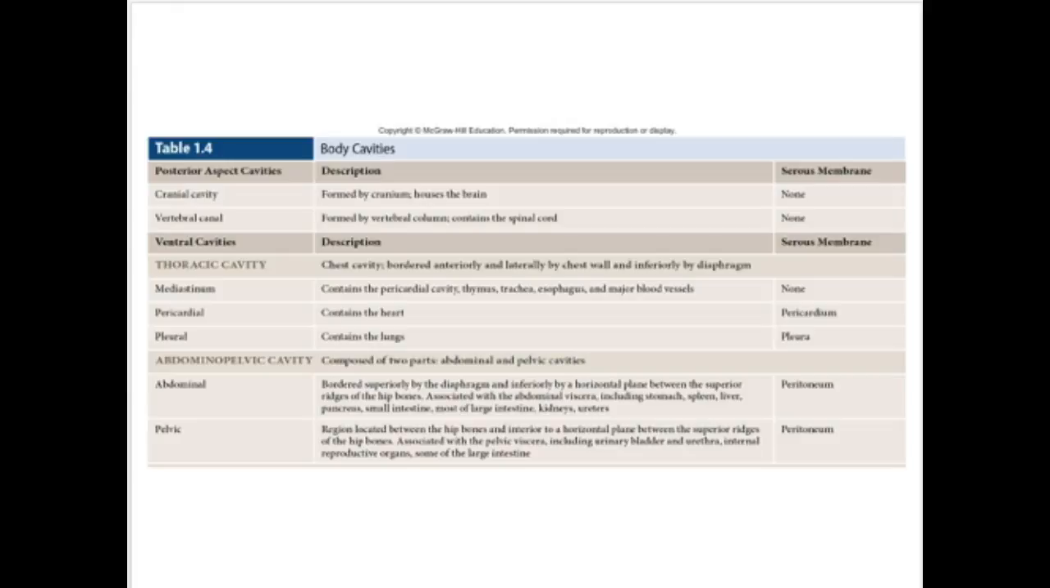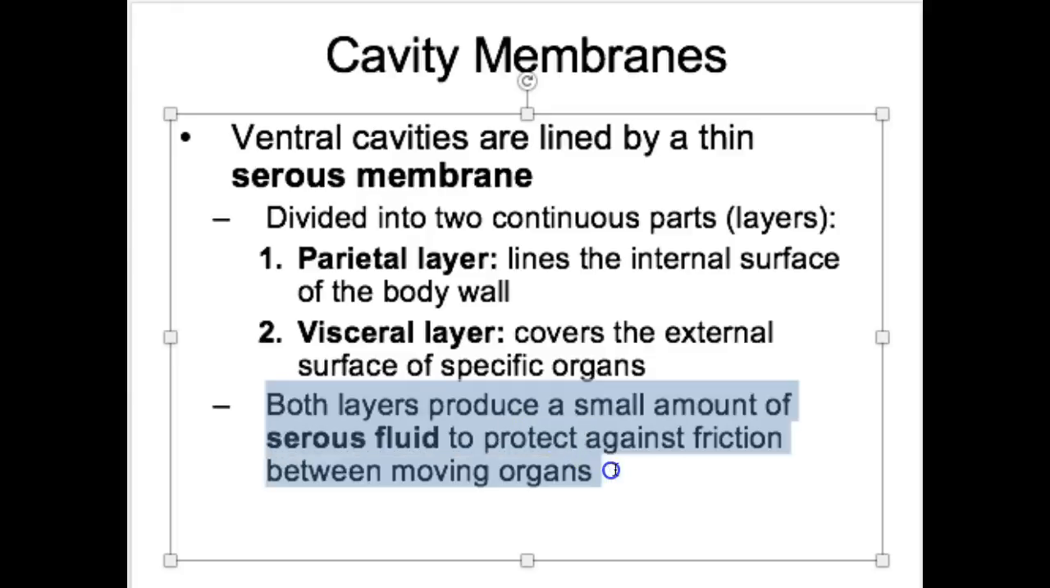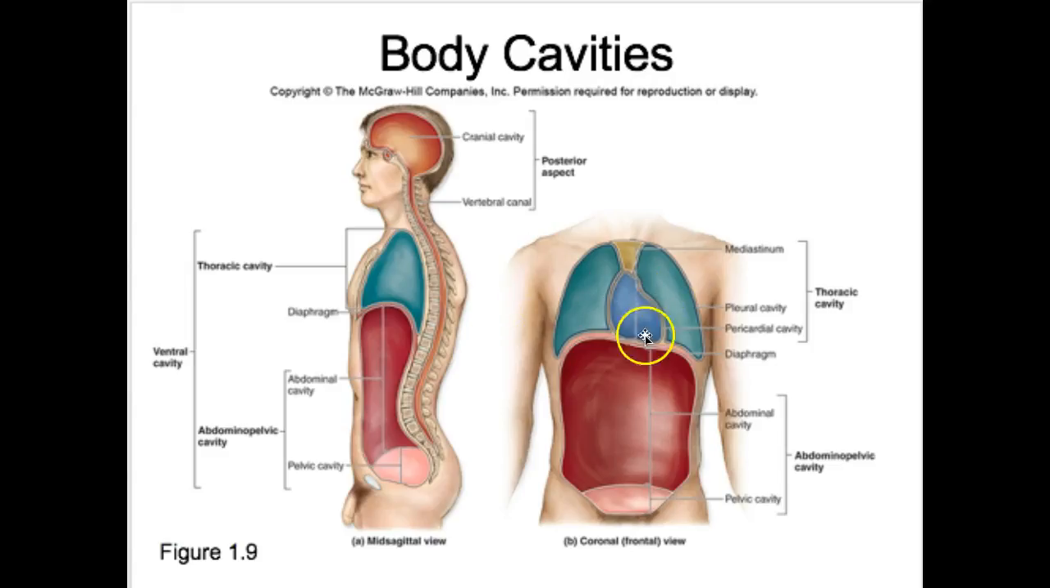This just summarizes the previous slide. So membranes, all of those cavities, all of those chambers are lined by serous membranes. Serous membranes are defined as a layer that produces serous fluid. It protects against friction between moving organs. So before you are born until the moment you die, your heart is beating in this pericardial cavity right here. That is a lot of friction.